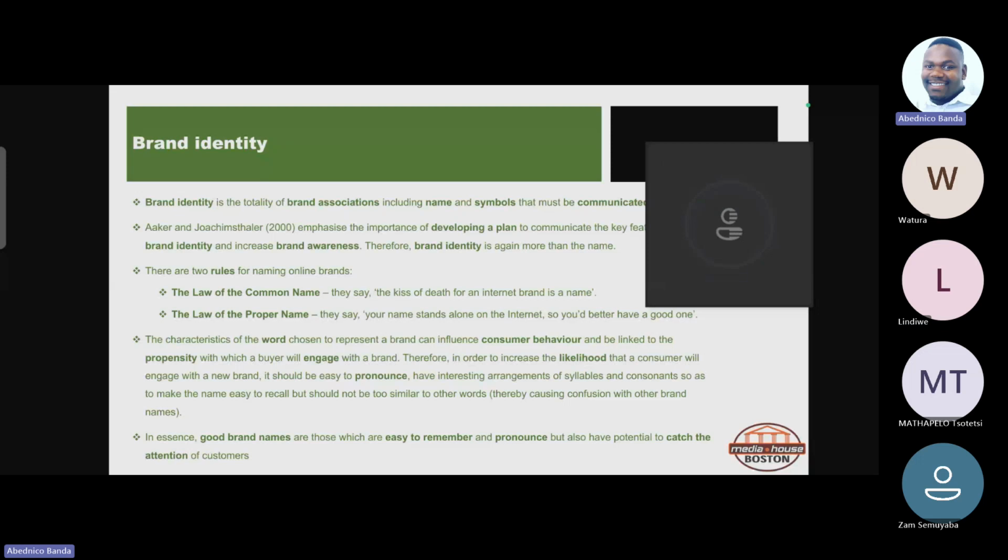All right, guys. So the law of a proper name: you need to have a proper name. I think I gave you an example, guys, of having a child called Bill while your surname is Tom. You can never call your child Bill when your surname is Tom. Otherwise, when other kids are calling him with a surname, they are going to call him what? Bill Tom.